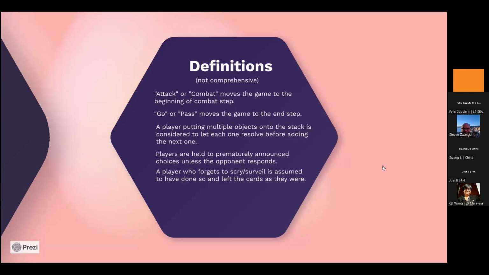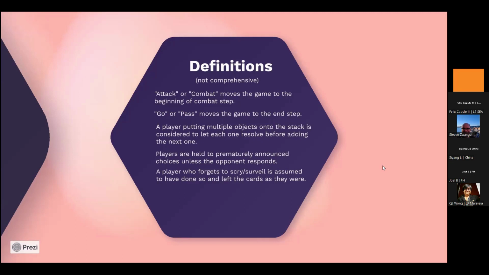Another shortcut is that if a player prematurely announces a choice, they're held to that choice unless the opponent takes an action to respond. So if somebody casts a Meddling Mage and names a card, or a Pithing Needle and names a card, like let's say a player casts a Pithing Needle and says, I name Jace the Mind Sculptor. And the opponent says, I don't know why you would do that. I'm not playing blue. Well, the player is held to that premature choice because the opponent has not taken an action to respond.